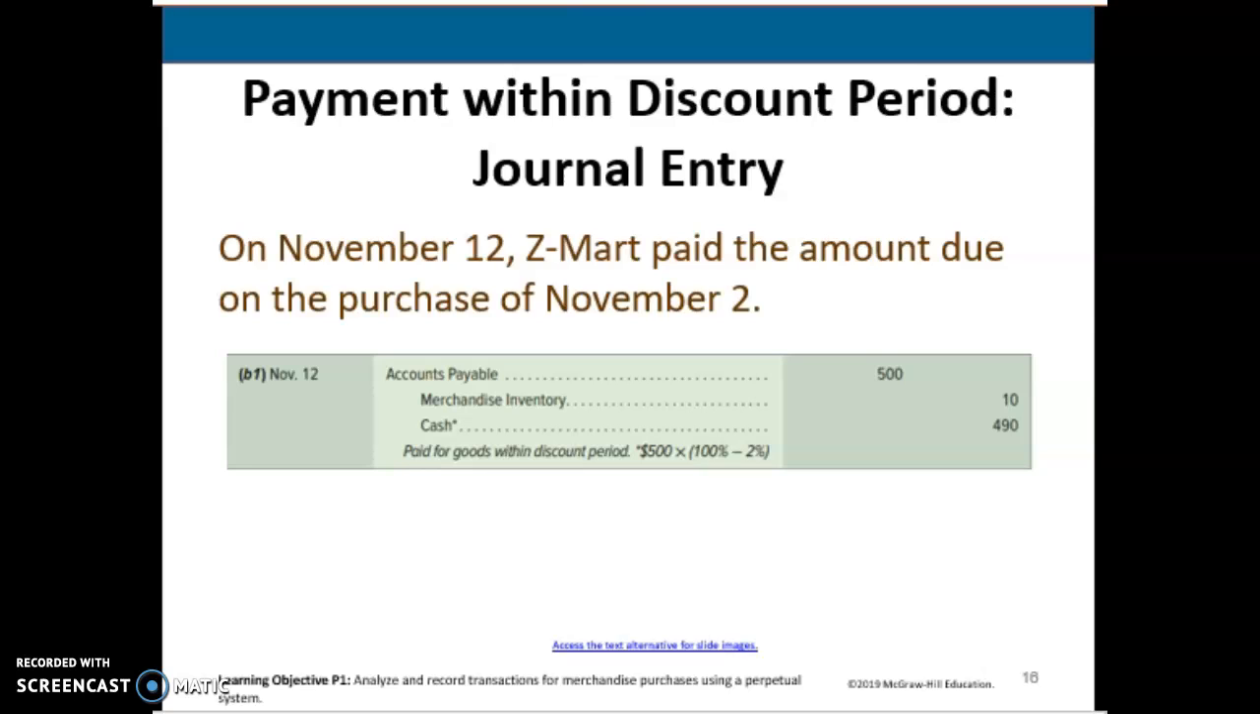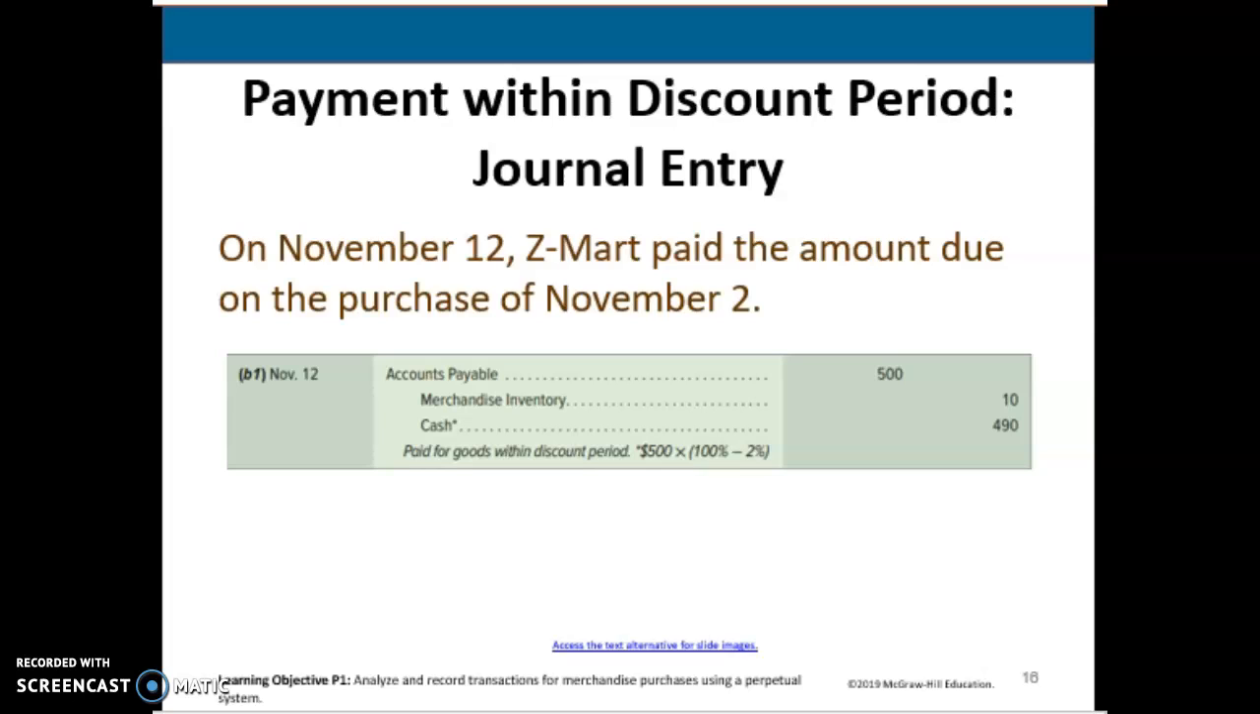All right, and that's what this entry is going to look like. So remember, we're purchasing an asset. We want the asset to reflect on our books what we actually paid for it. So when it's time to pay for that purchase that we made, we are debiting accounts payable for that full $500 to clear out the debt that we created because we're paying that full debt. We are applying that 2% as a credit to merchandise inventory because, again, that 2% is reducing the cost that we are paying for the inventory.